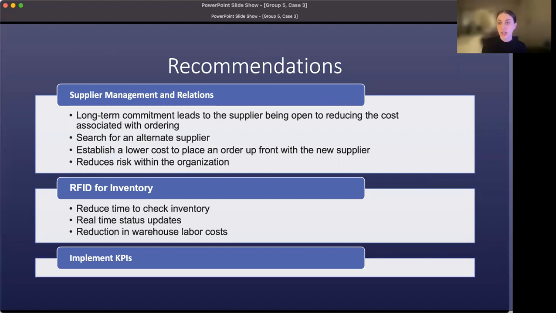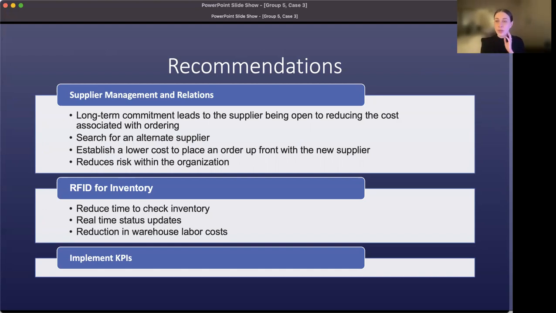So first, negotiating with our suppliers. This could be a long-term contract with specific quantities to be delivered on specific dates at predetermined intervals. And this can cut down on unnecessary expediting, potential overtime work. As an added benefit, we're making a long-term commitment. This will likely lead the supplier to having an increased ability to reduce the costs associated with ordering in general and offer us a lower unit price.